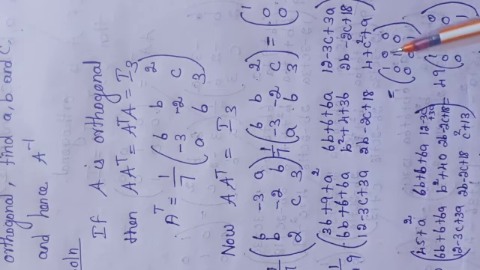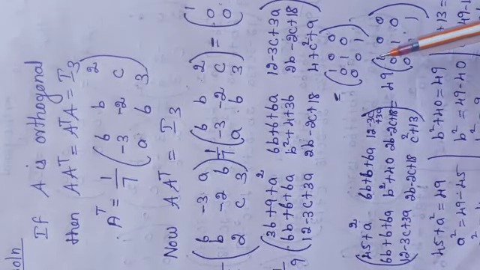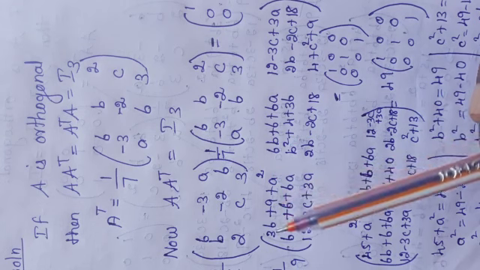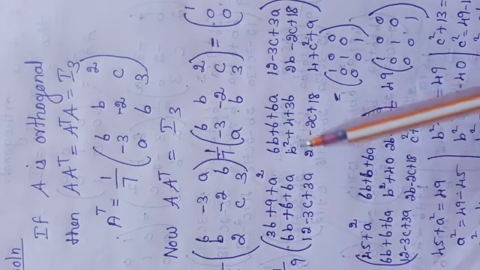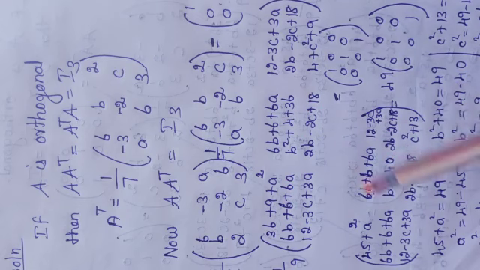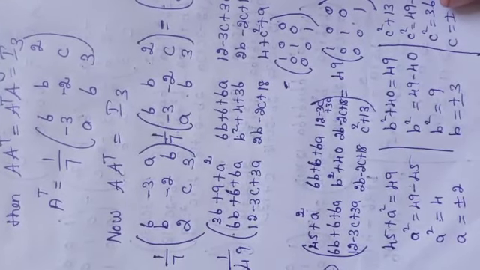Now this 1 by 49 we take to the next side, so it will become 49 into the identity matrix. Here only this we can simplify: 45 plus A square, this 40 plus B square and this 13 plus C square. The rest remain as they are because A, B and constant values are there.